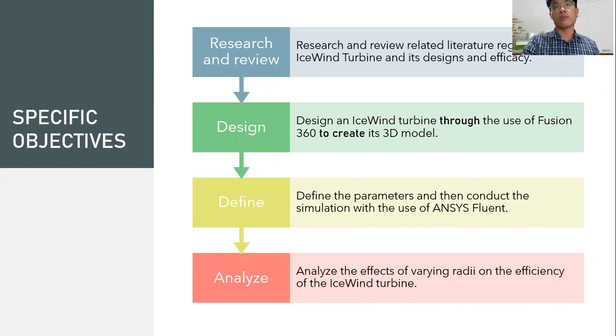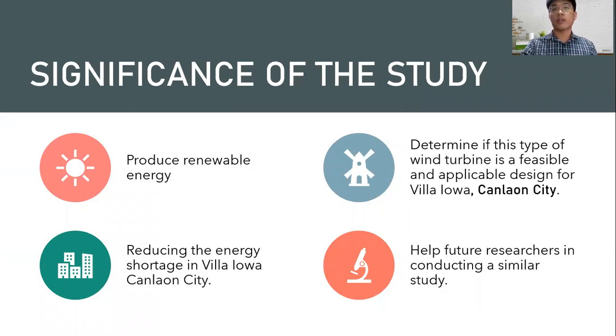Moving on, we have the significance of the study. First is that we are to produce renewable energy. Next is to determine if this type of wind turbine is a feasible and applicable design for Villa, Canlaon City. One of the other significances is that we are to reduce the energy shortage in Villa, Canlaon City, and finally to help future researchers in conducting a similar study.